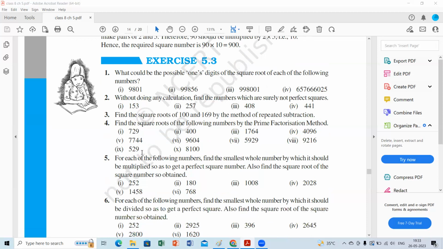Go with question number 3. Find the square roots of 100 and 169 by the method of repeated subtraction. You know this very well. You can do it, children, with repeated subtraction steps only. You subtract odd numbers continuously until you get 0. If the remainder is 0, then it is a perfect square number. If the remainder is non-zero, it is not a perfect square number.